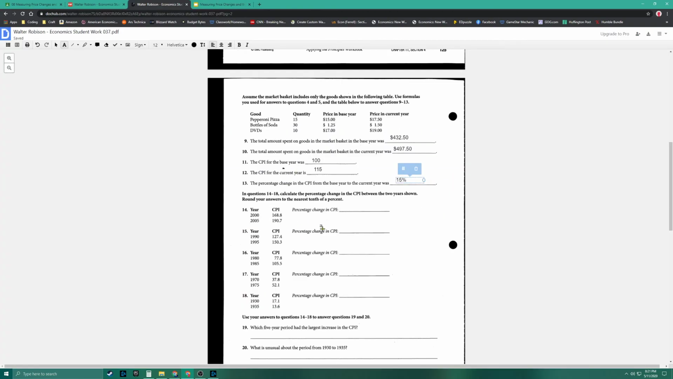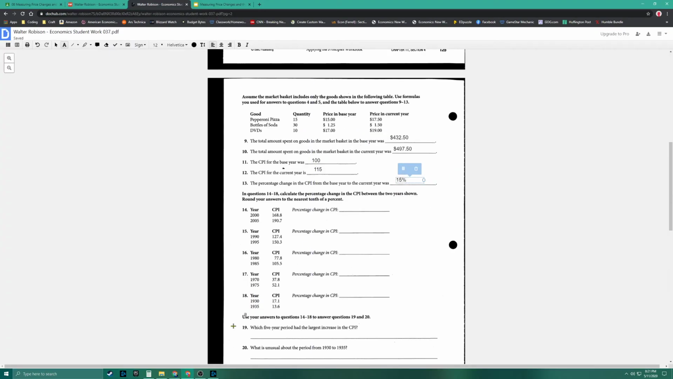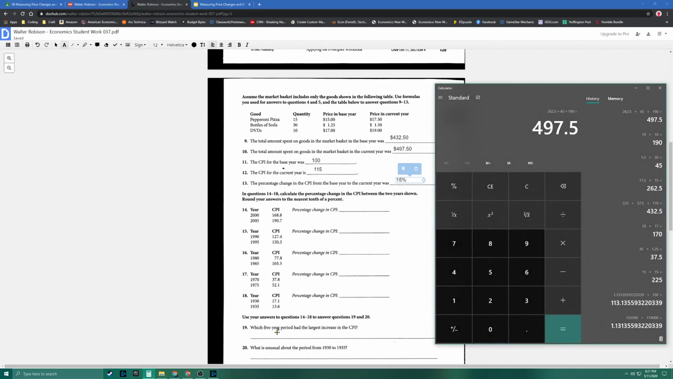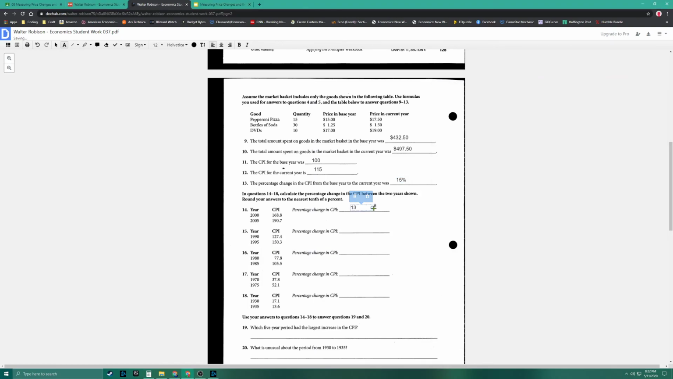All right, so let's do that real quick. The latter year here is 2005, so it's 190.7 subtracted from 168.8. So that gives me 21.9. And then I want to divide that by 168.8. I get 0.12. And then I want to multiply that number by 100. And I get 12.97. And remember, we want to round it to the nearest tenth. So that's going to make this an even 13, whoops, not dollars, percent. Okay? So that's what you do.